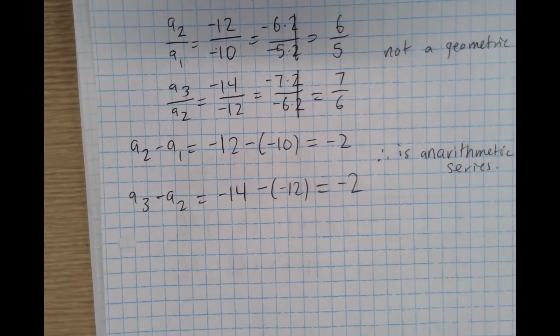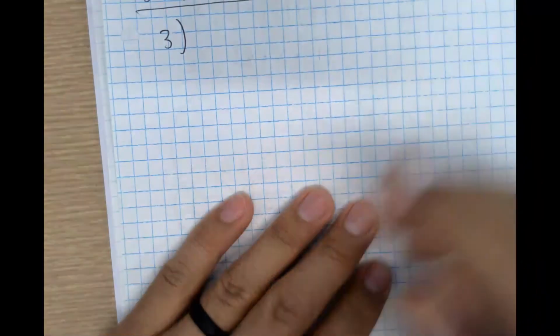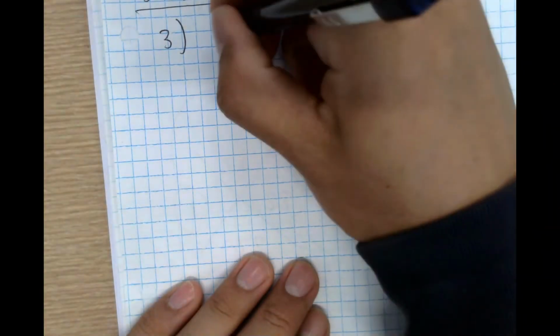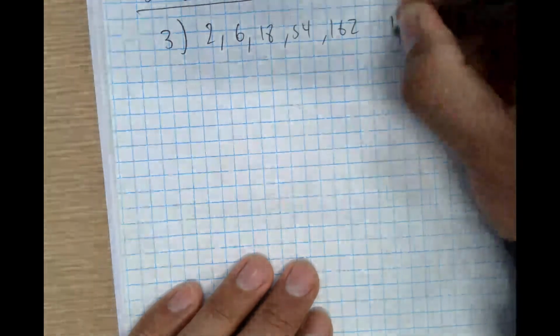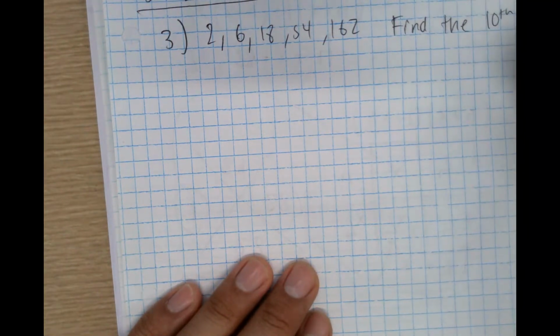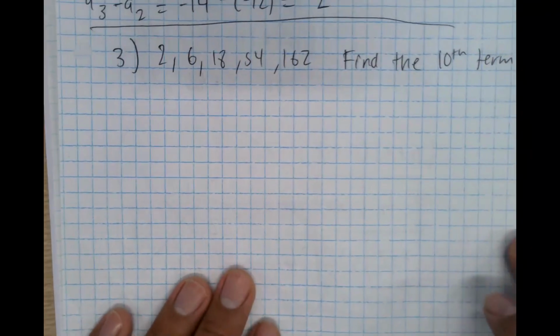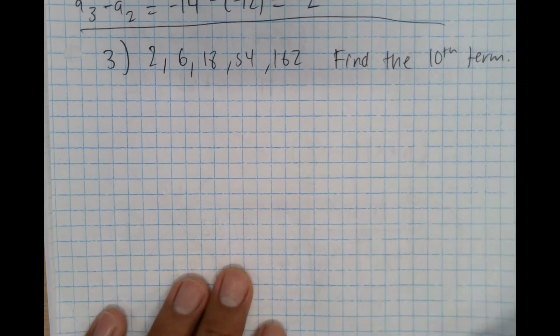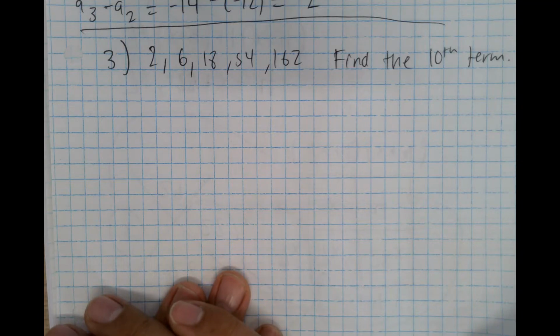Okay, number 3. Number 3 says 2, 6, 18, 54, 162. Find the 10th term. All right, can anyone tell me what do we do here? It tells us to find the 10th term. What do we do? And again, this is your homework from yesterday. This is your worksheet number 1.